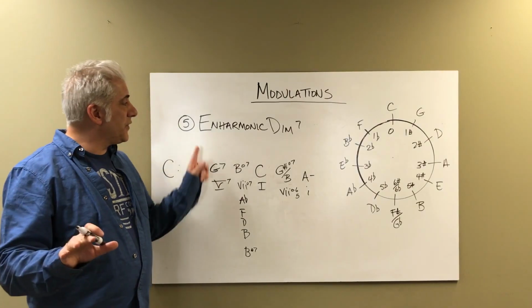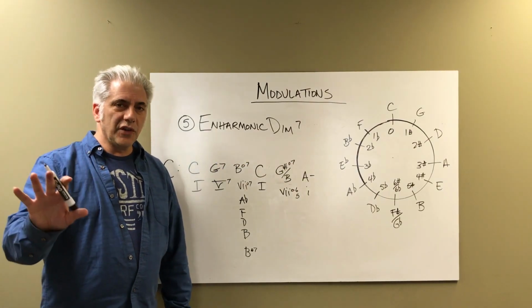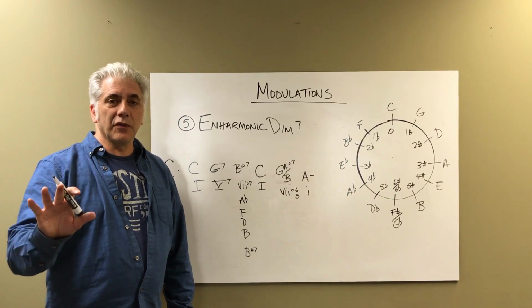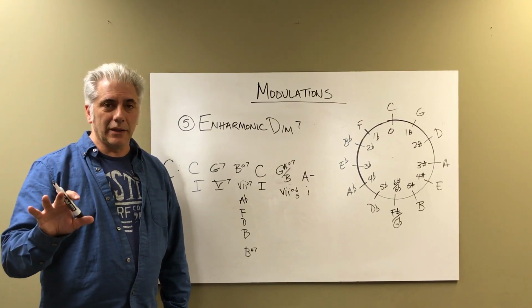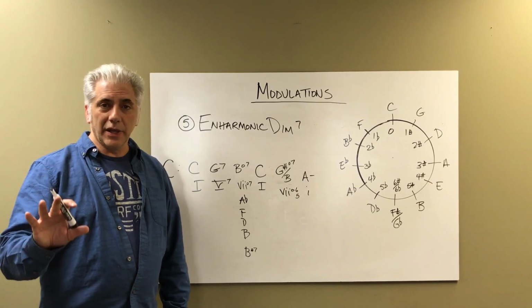So once again, 1, C major, F major is 4, G major is 5, A minor is 6. Then I'm going to go to the minor 2 chord. Then I'm going to go to the 5 chord in A minor, and then resolve back to the 1 chord in A minor. So that clearly has been a modulation. Okay, modulation number 5 is the enharmonic diminished 7th. Very simply, this is a diminished 7th chord that is respelled enharmonically to create a modulation.